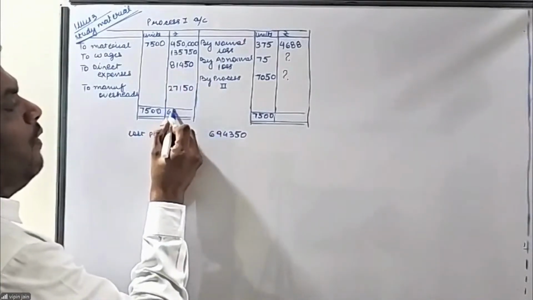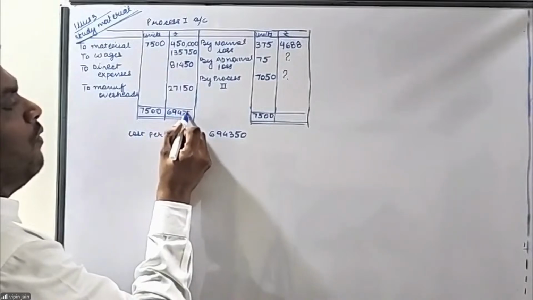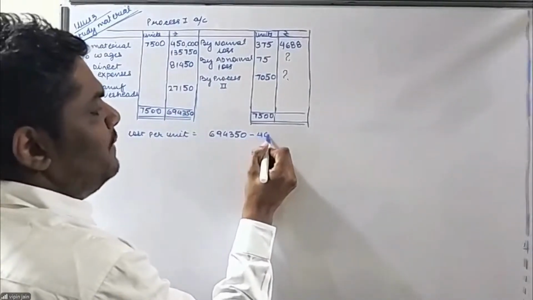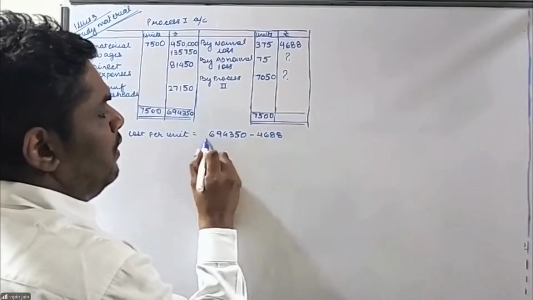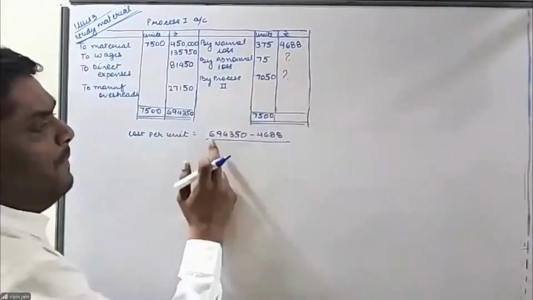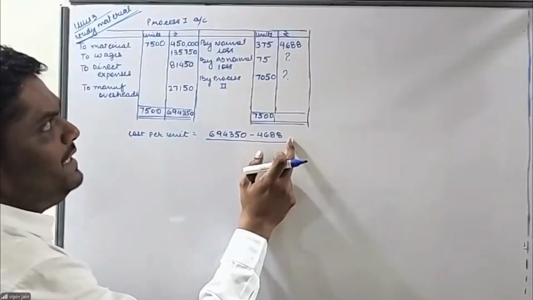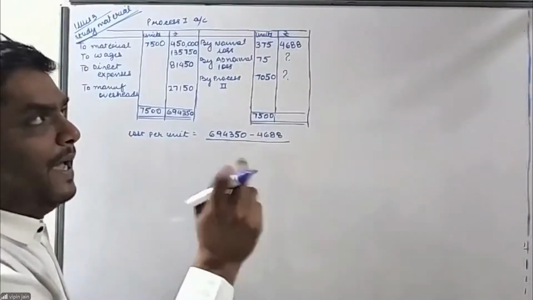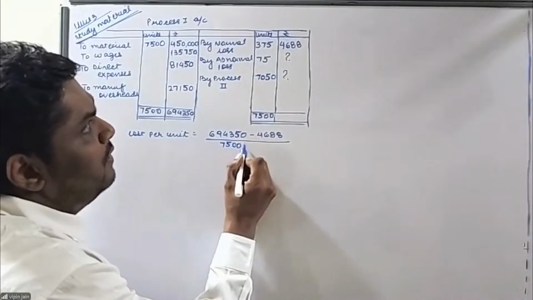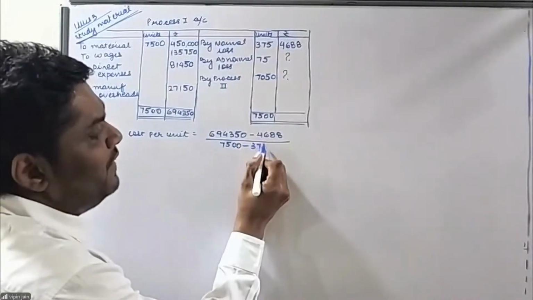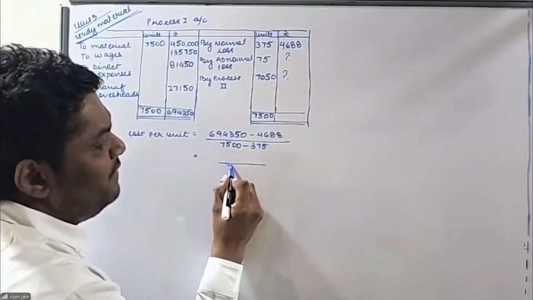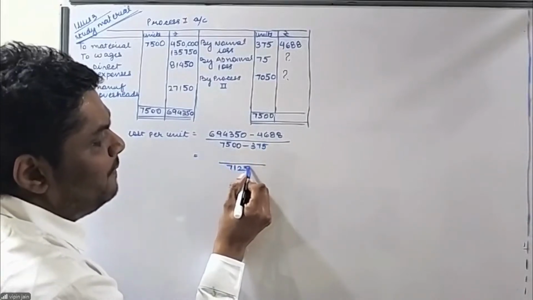$694,350 minus 4,688. The total cost of the process minus the scrap value realized on sale of normal loss, divided by my expected production, that is 7,500 inputs minus 375. So this will be 7,125.